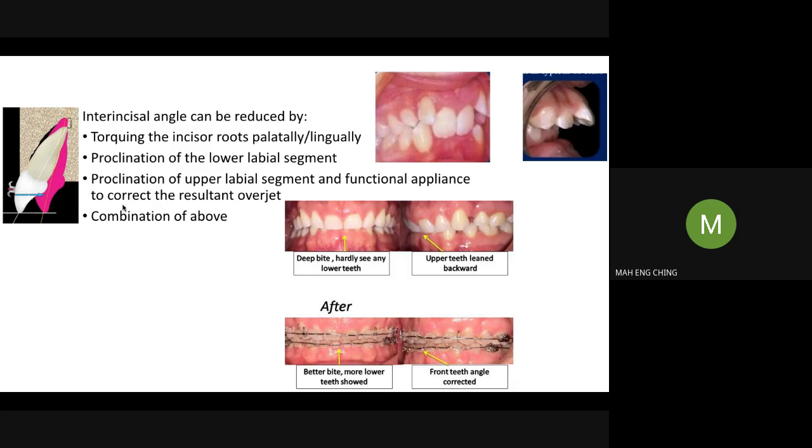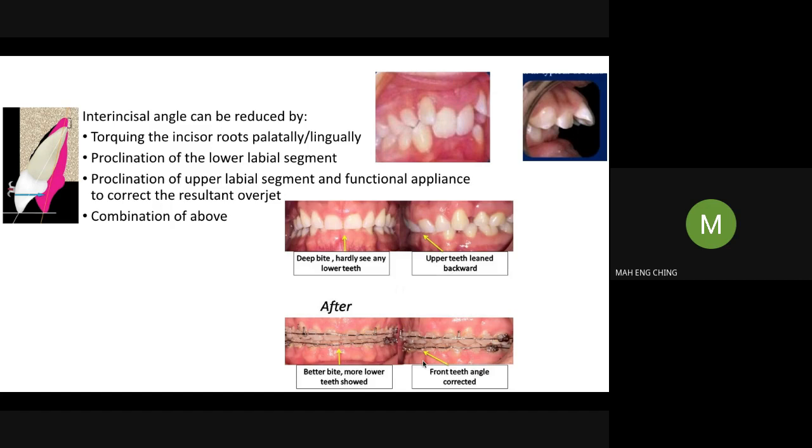So we can do a combination of both. I mean proclining the upper incisor and lower incisor, then you bring it back, which is using the fixed braces. So you see this one is retroclined, the upper incisor and lower incisor. Deep bite, maybe severe bite, traumatic bite.